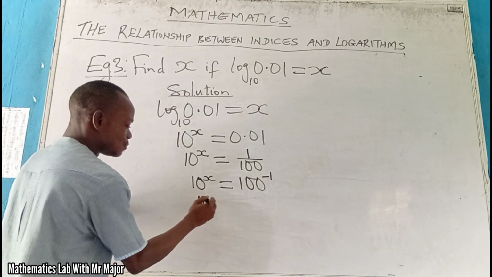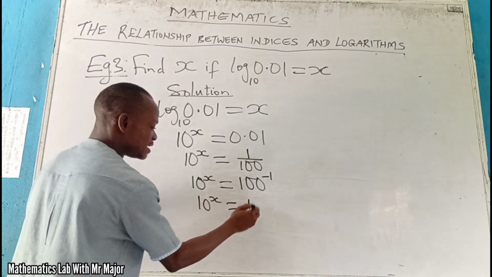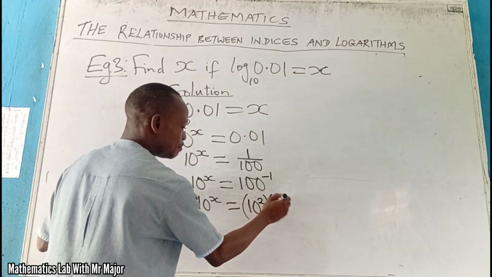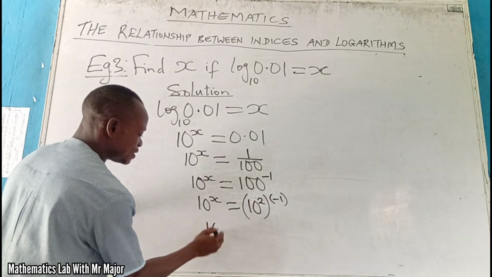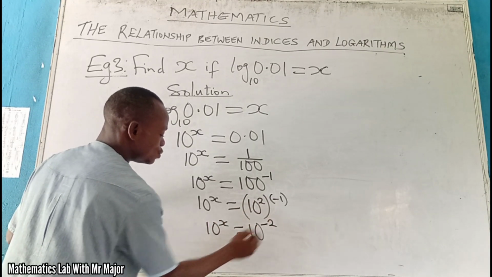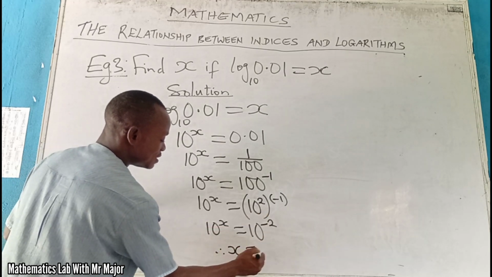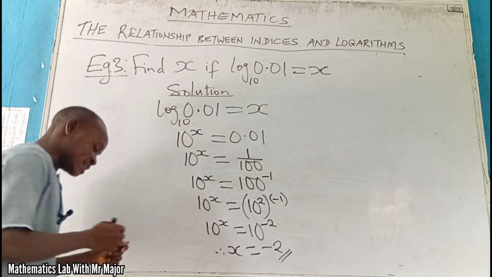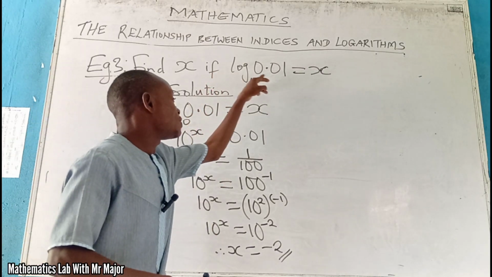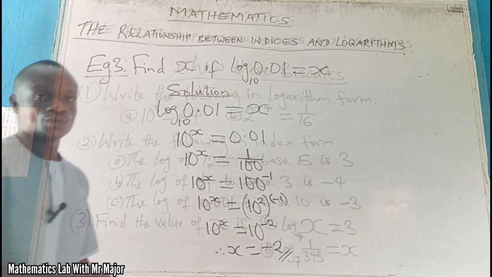So we now have 10 raised to power x equal to, writing this in terms of 10 like this one, that becomes 10 raised to power 2, because 10 raised to power 2 will give us 100. Then multiplied by minus 1. That means we have 10 raised to power x equal to 10 raised to power 2 times minus 1, which is minus 2. The bases are the same now, so we can equate the powers. Therefore, our x is equal to minus 2. This is the answer. So we are having the same answer as in example 2. Log 0.01 to base 10 is equal to minus 2.